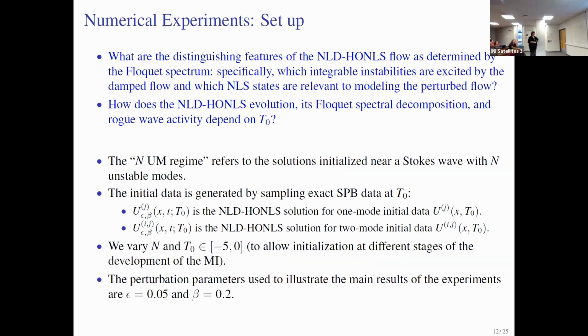The initial data is generated by sampling exact SPB data at T naught. The notation here is that whenever you've got an epsilon beta in the denominator, these are solutions to the nonlinear damped higher order NLS. The superscripts indicate whether you're looking at a single or a two mode SPB, and the i, j indicate which specific modes you're looking at. We're also varying the T naught, so we're initializing at different stages of the development of the modulational instability.